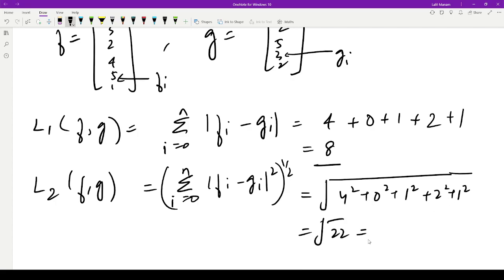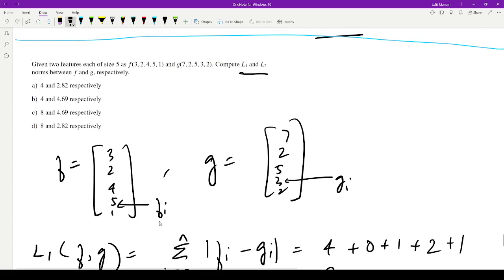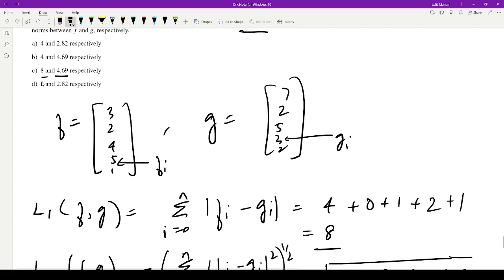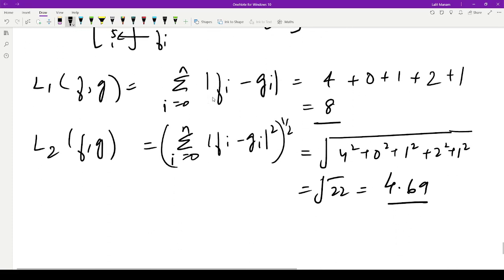Should be somewhere near 4 point something, right? Because we got 8 for the L1 norm. So it should be 4 point something. Yes, sir. So this should be the answer. Okay, any doubts for today's session?